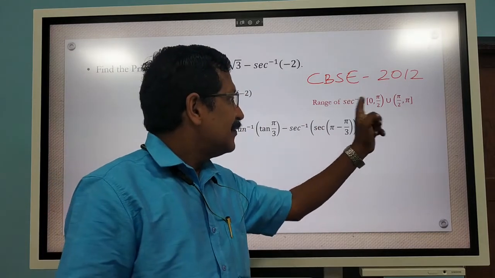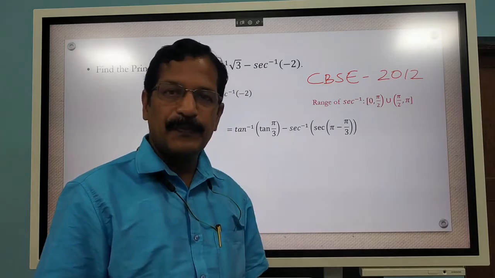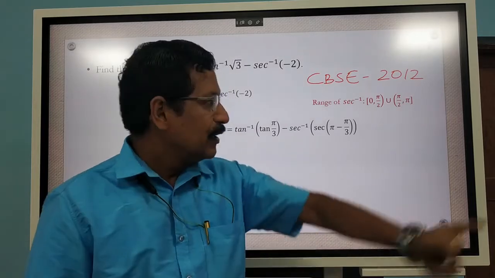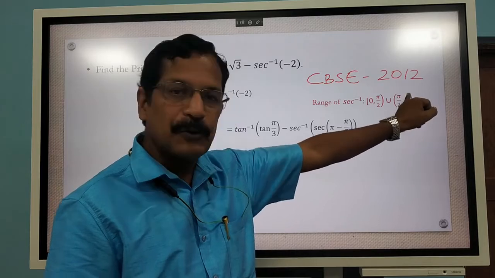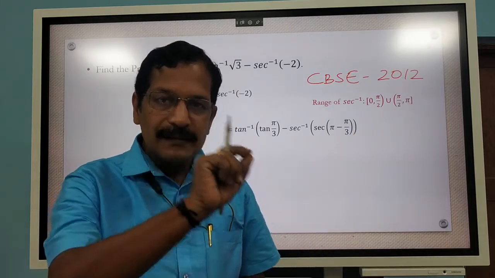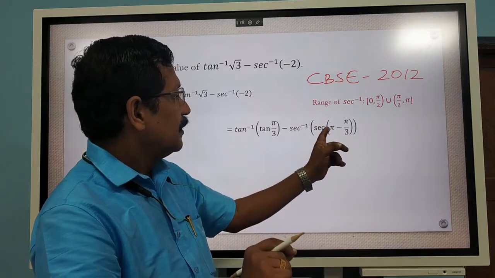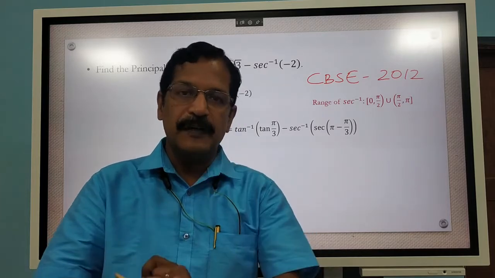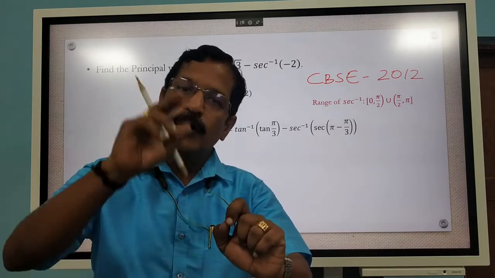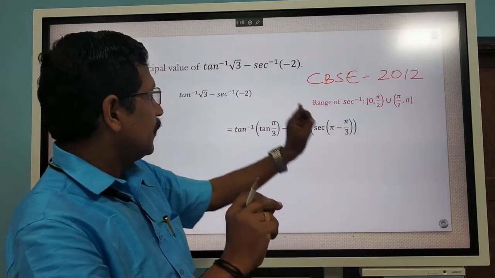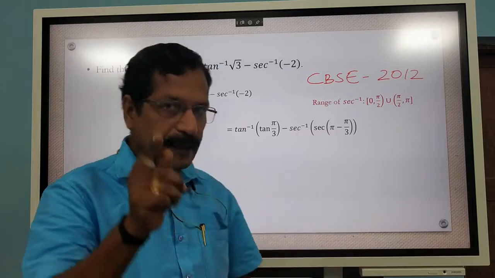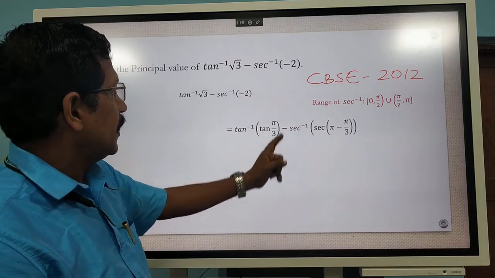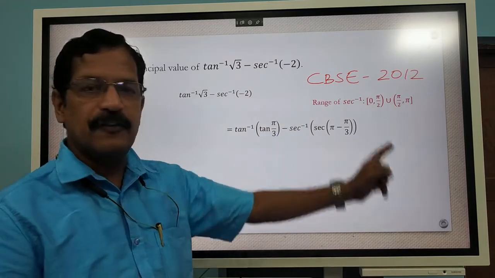Now, sec inverse ranges from 0 to pi by 2, union pi by 2 to pi. Sec is negative in pi by 2 to pi, that is, in the second quadrant. So there I am writing sec of pi minus pi by 3, because sec of pi minus pi by 3 is minus sec pi by 3, which is minus 2. We have studied this in class 11. So we now have tan inverse tan pi by 3 minus sec inverse sec of pi minus pi by 3.